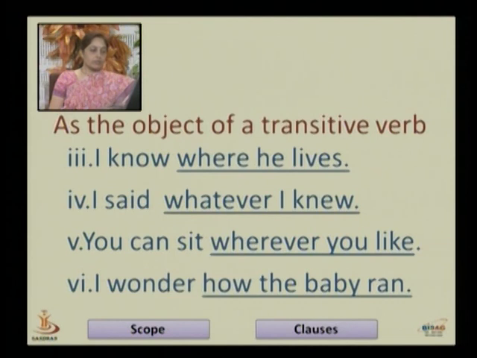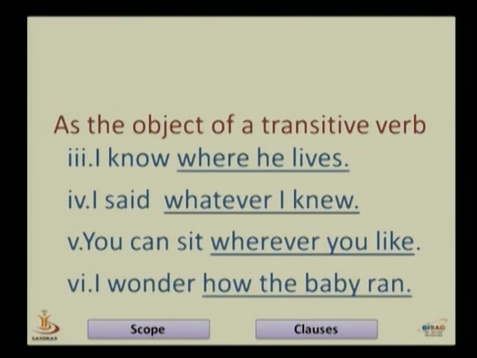I wonder how the baby ran. If we make a question, what do I wonder? Then the answer is, I wonder how the baby ran. How the baby ran is a subordinate clause. In the subordinate clause it is a noun clause, and in the noun clause it functions as an object of wonder. Okay.